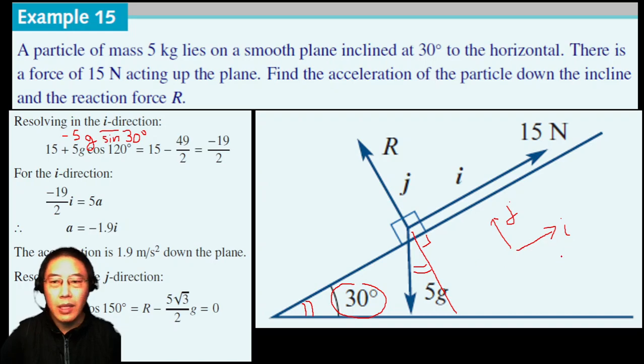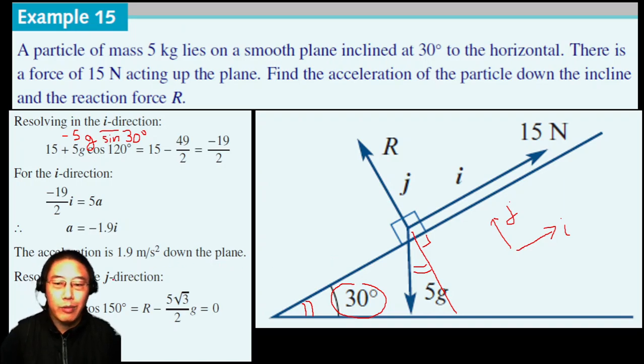Now, we resolve in the i direction. All that amount is equal to negative 19 over 2. If we apply Newton's second law of motion, it's equal to the mass times the vector acceleration, and the acceleration as a vector is only in the i direction, so we're going to call it a. So now we get the acceleration, which is a deceleration. So basically what it means is the particle is moving downwards along the plane.